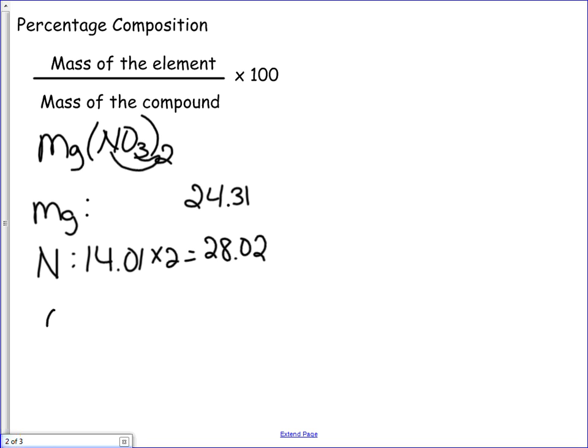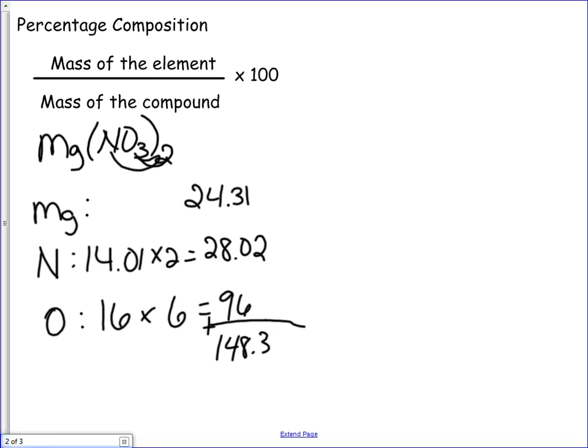And then the mass of oxygen is 16. And then 3 times 2 is 6. So that gives us 96. So now we need to add these 3 values together. We get 148.33. So now I'm going to take the mass of each element and divide it by the mass of the compound.